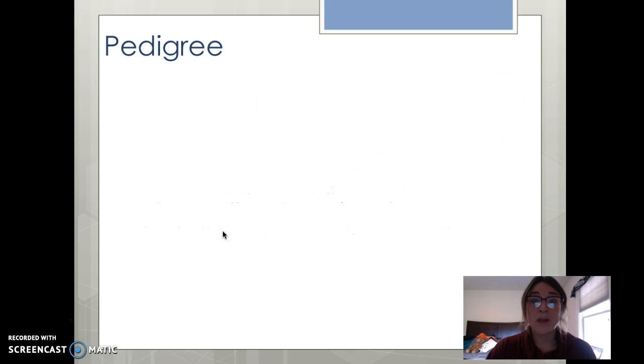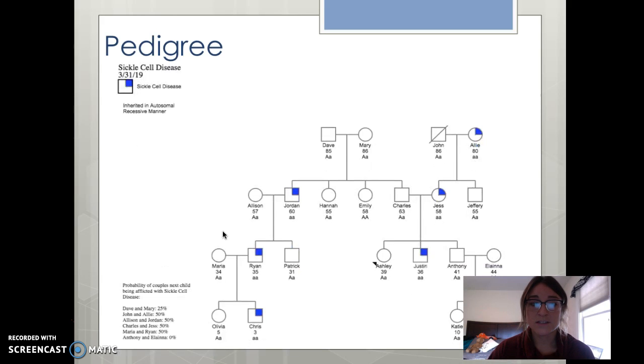So next I'm going to show you a pedigree that illustrates how sickle cell disease is portrayed throughout a family. Those with blue in the corner have the sickle cell disease. We can look specifically at Dave and Mary and their side of the pedigree. We can see that Dave and Mary do not have sickle cell disease. However, they do have a child that has the disease, Jordan. This is a common factor in a recessive disease where two normal parents will have an affected child.